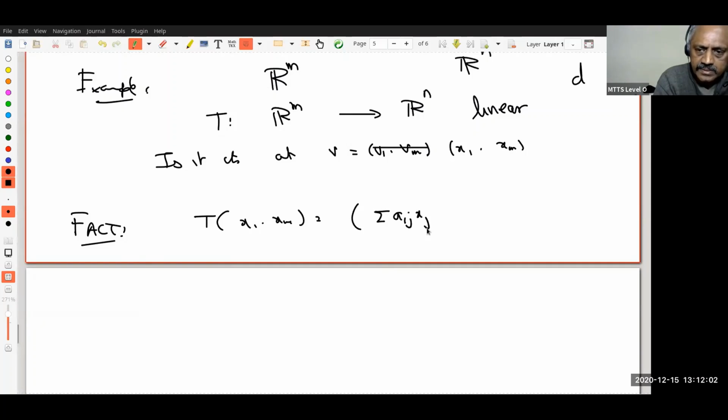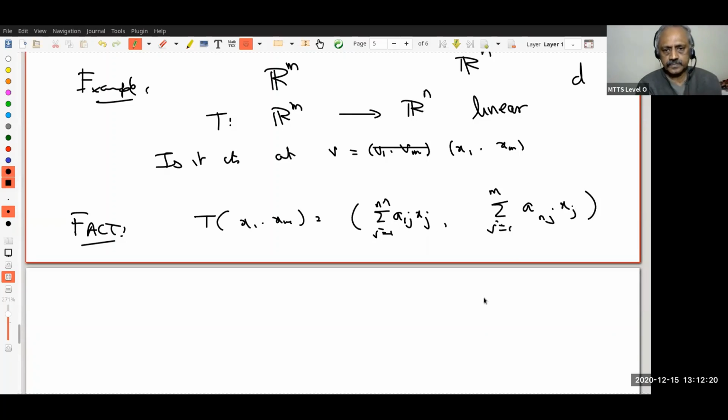T(x1,...,xm) = (sum over j from 1 to m of a1j xj, ..., sum over j from 1 to m of anj xj). Okay. I hope all of you know this. This is m. Let me just make sure all of you follow this. Okay, this is a fact, where these are all scalars, right?